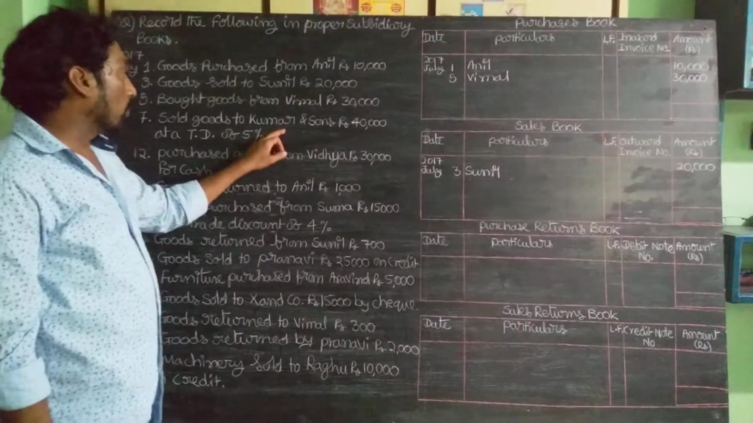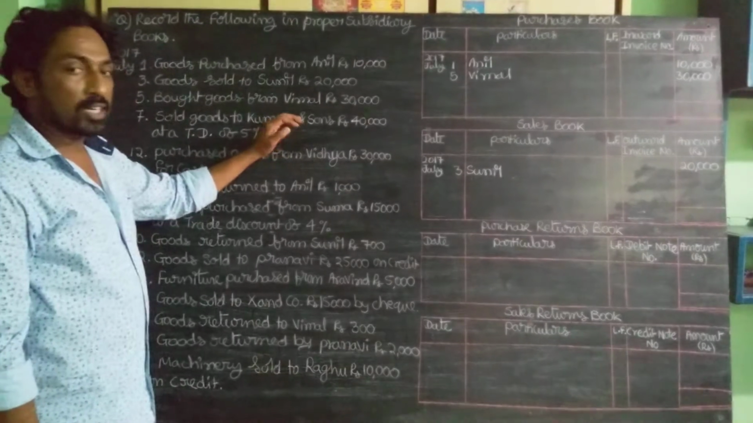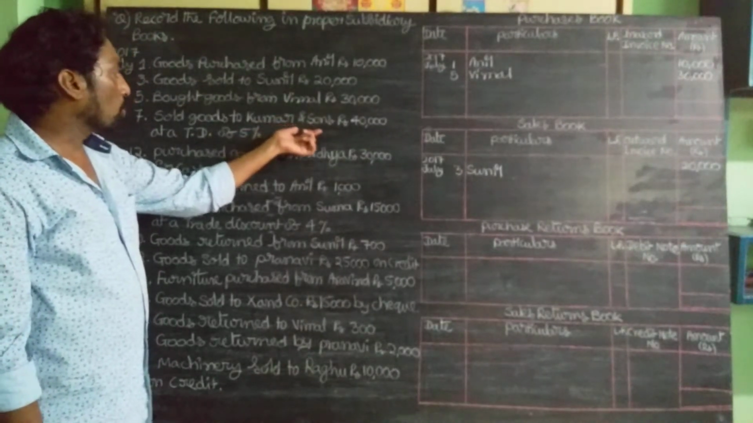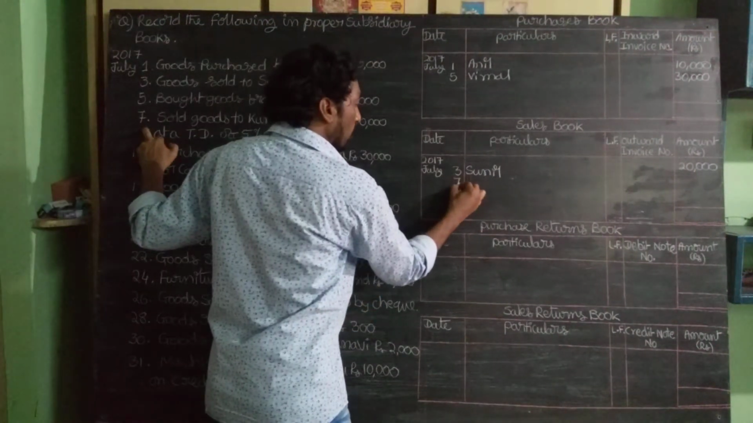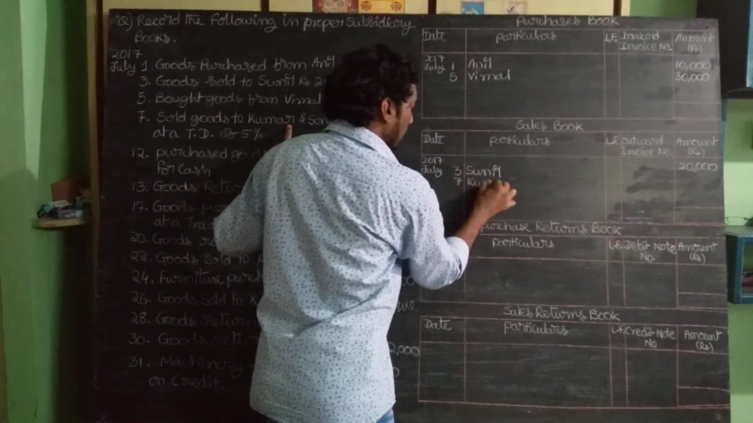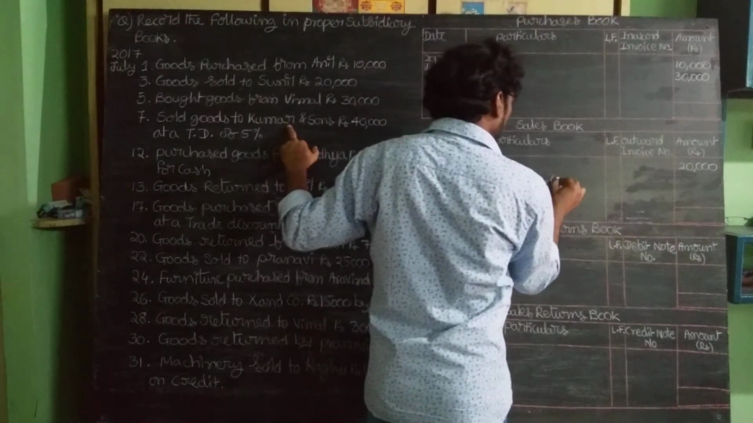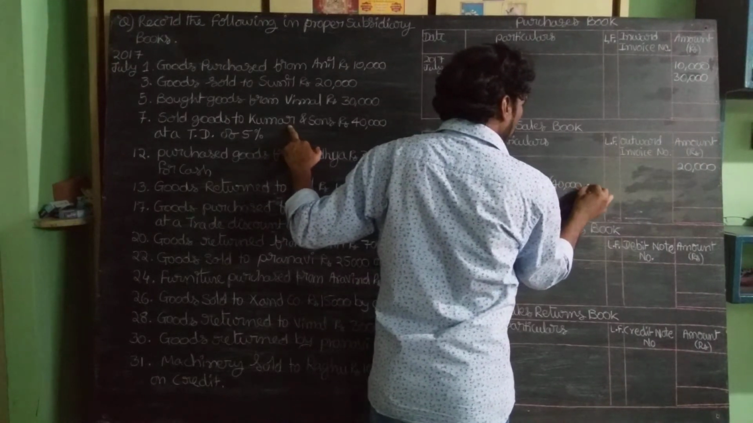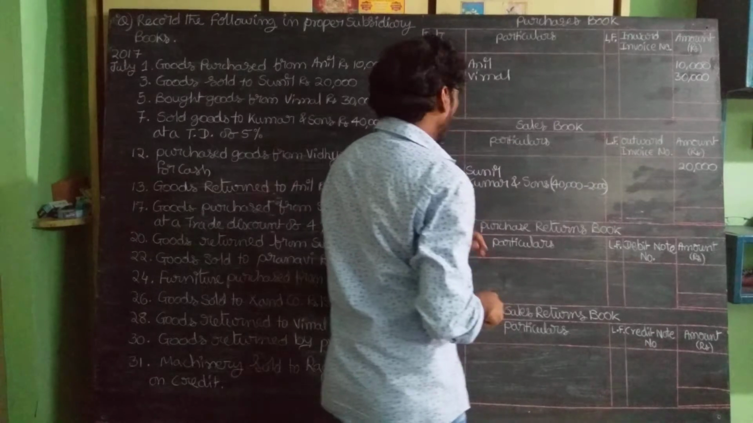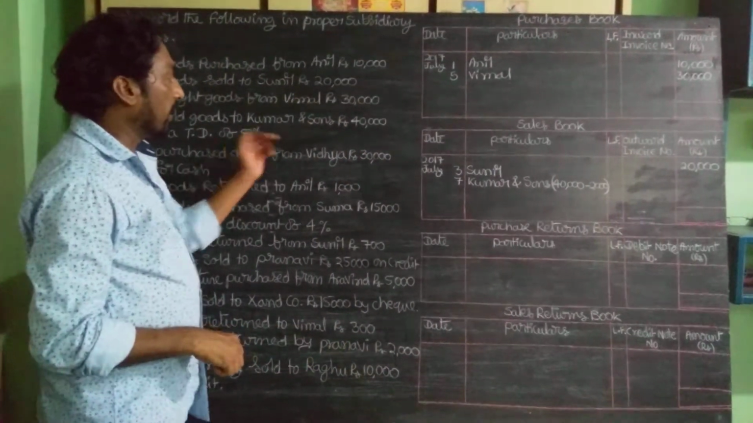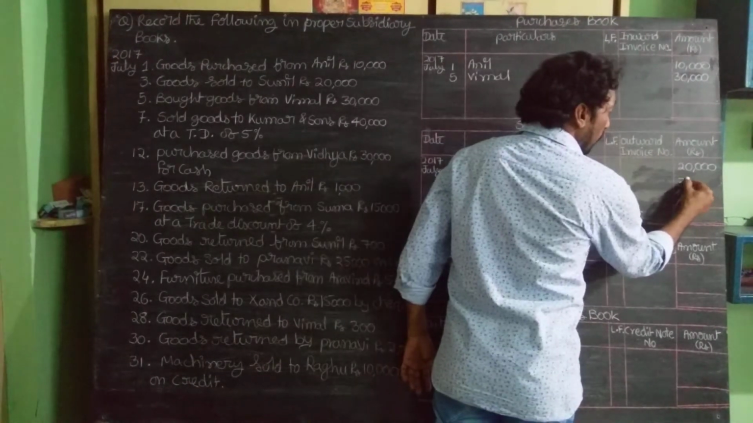Next, sold goods to Kumar and Sons, rupees 40,000 at a trade discount of 5%. It will be treated as credit sales to Kumar and Sons, and is to be recorded in the sales book. So 7th date, sales book, Kumar and Sons. Gross amount 40,000 minus trade discount 5%. 40,000 into 5 by 100, so 2,000 is the trade discount. 40,000 minus 2,000, 38,000 is the net balance.